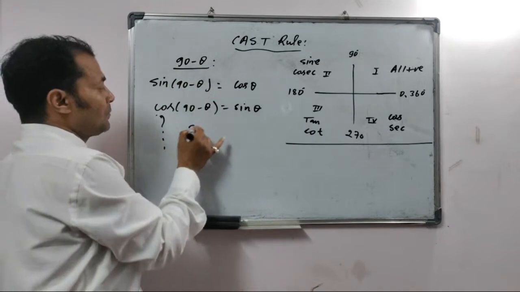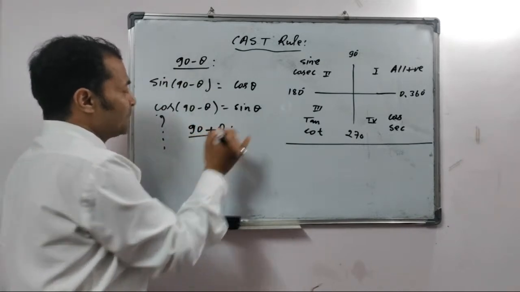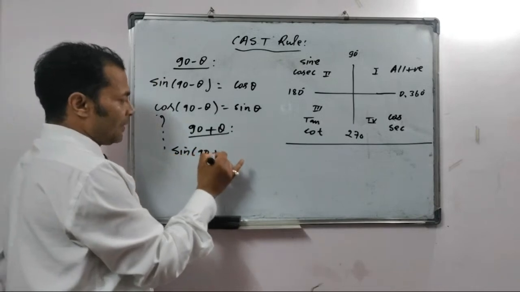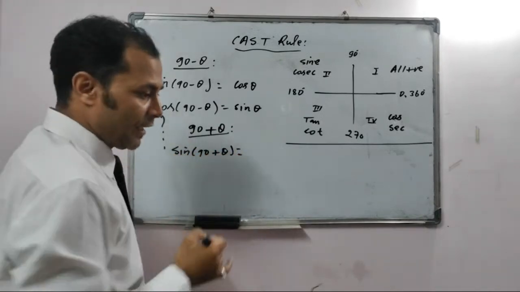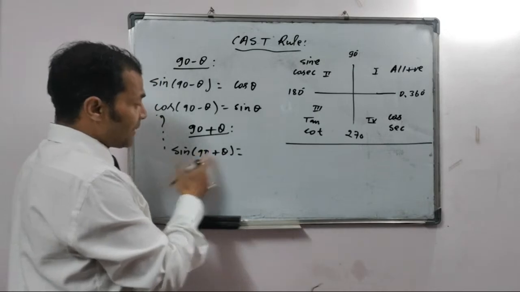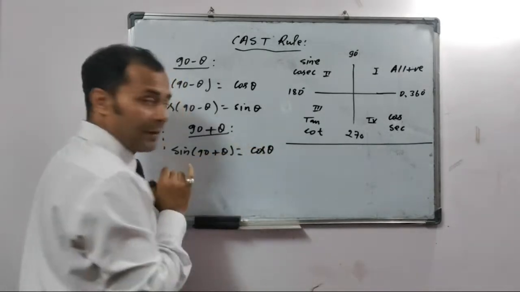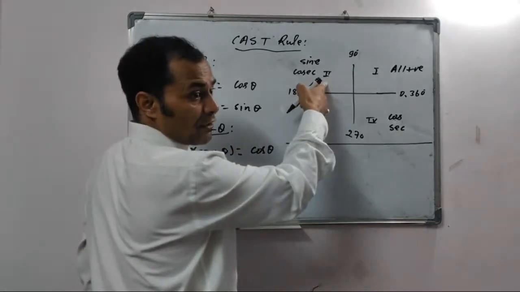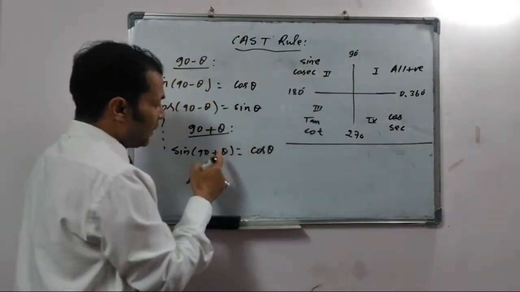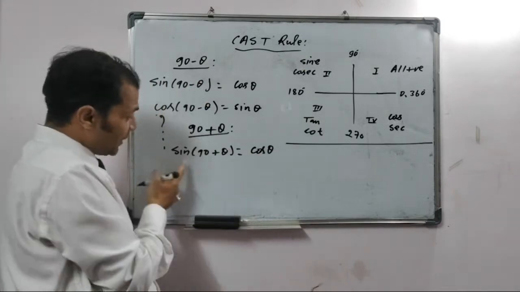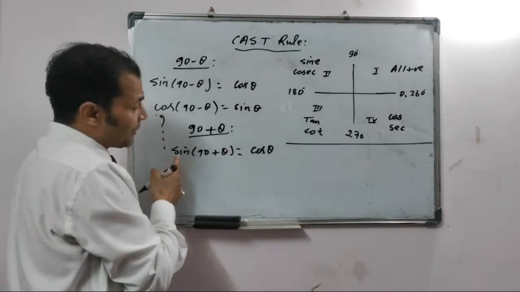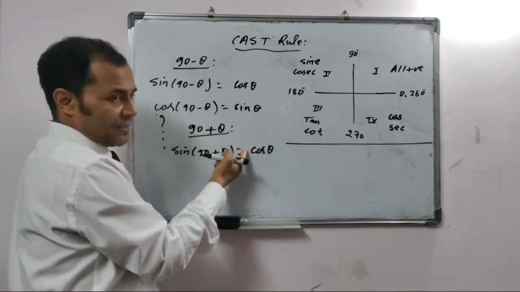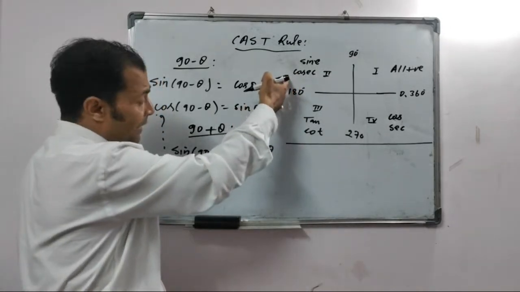Now, next one is 90 plus theta. Look here, sine 90 plus theta. What will be the value of sine 90 plus theta? Can anyone tell me? Because of 90, the ratio changes to cos. Now, think. 90 plus theta means second quadrant, and in the second quadrant sine is positive, so don't see the value, just see over here. It's sine, so it won't change in the second quadrant, so just keep it positive.